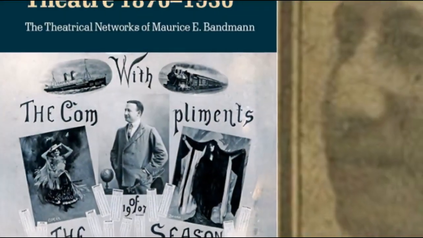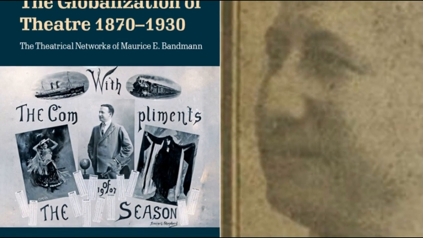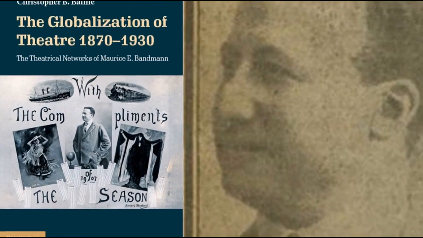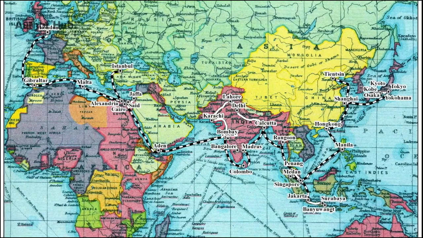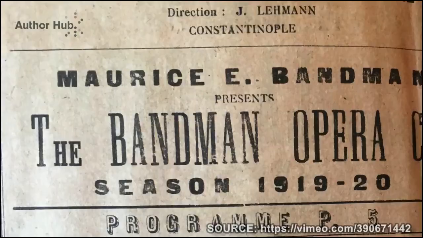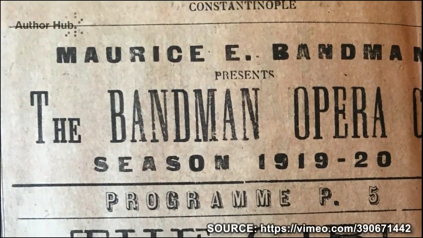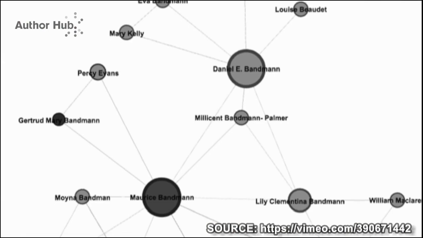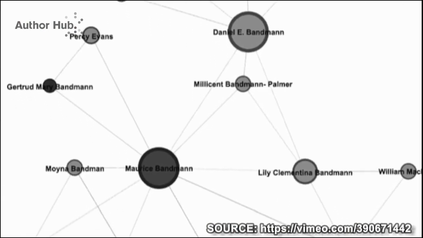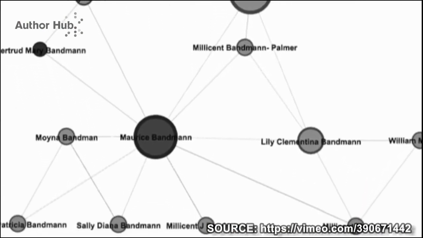Some scholars, like Christopher Baum, have used network theory to think about these questions. Baum's study of the career of actor-manager Maurice E. Bandmann during the period of early globalization uses the terminology of actor network theory, circuits, nodes, edges, hubs, and so forth, to make visible a complex, even abstract theatrical network.